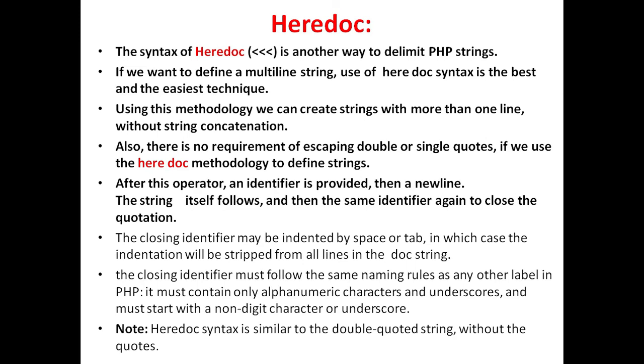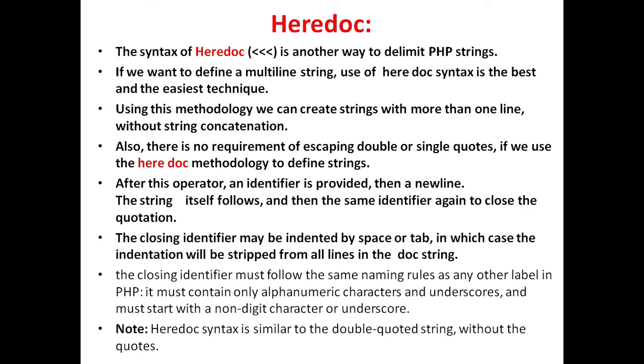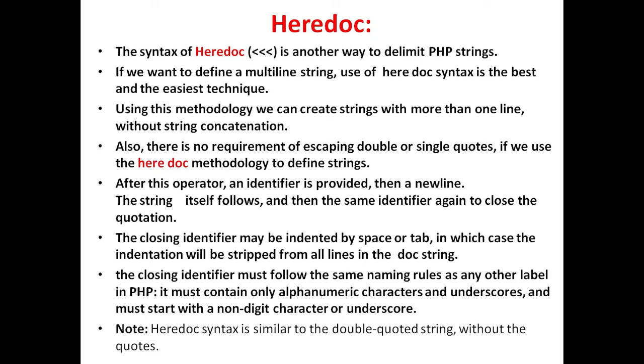After this operator, an identifier is provided, then a new line. The string itself follows, and then the same identifier again is used to close the quotation. The closing identifier may be indented by space or tab, in which case the indentation will be stripped from all lines in the doc string. The closing identifier must follow the same naming rules as any other label in PHP. It must contain only alphanumeric characters and underscores, and must start with a non-digit character or underscore. Heredoc syntax is similar to a double quoted string without the quotes.